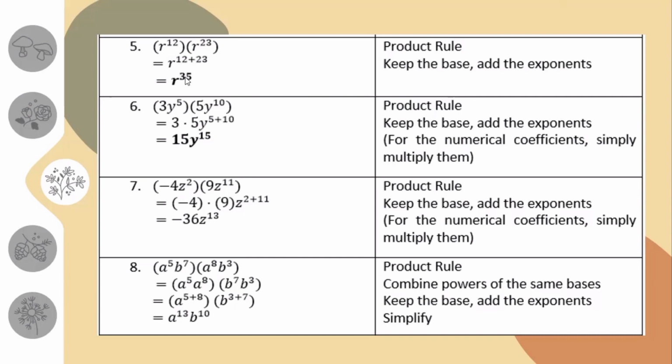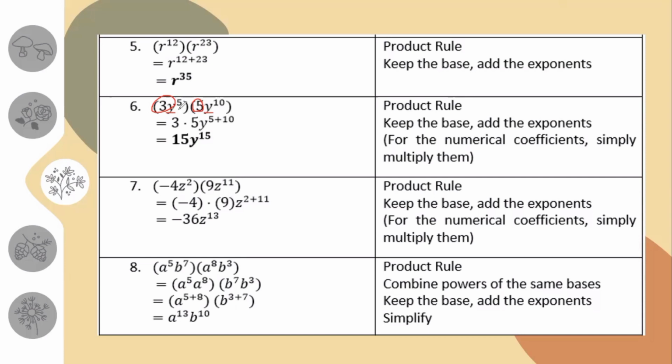Okay, next. We have 3y raised to 5 times 5y raised to 10. So dito, pareho ang ating variable na y. So anong gagawin natin sa numerical coefficient? We recall now our different terms on algebraic expression. Tinatawag natin itong 3 and 5, we call them your numerical coefficient. While your y, tawag dyan is literal coefficient or your variable.